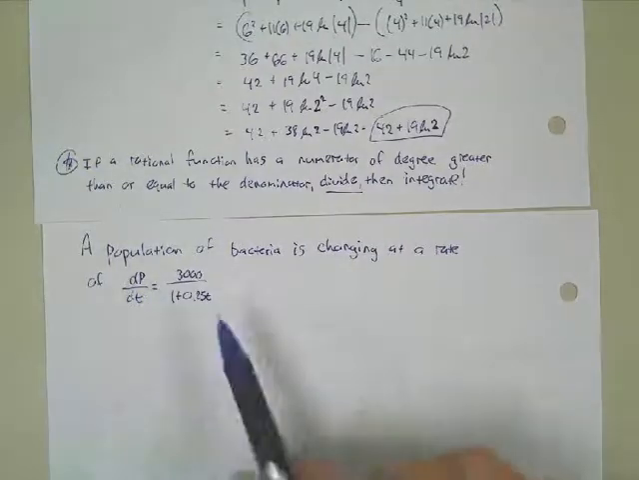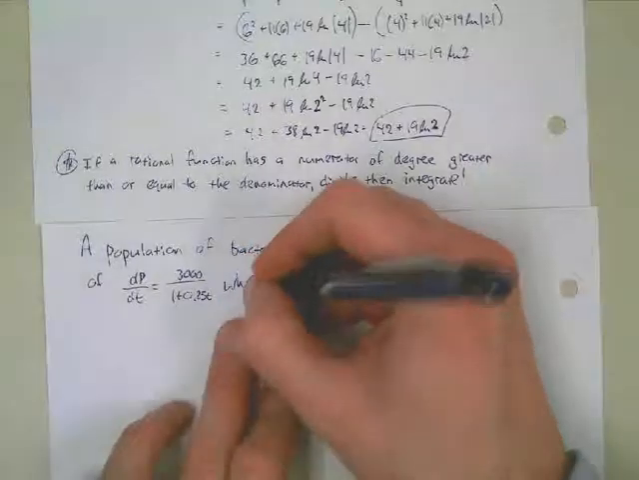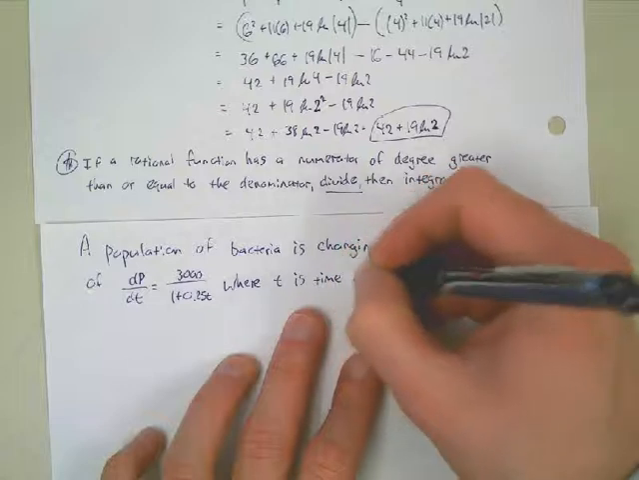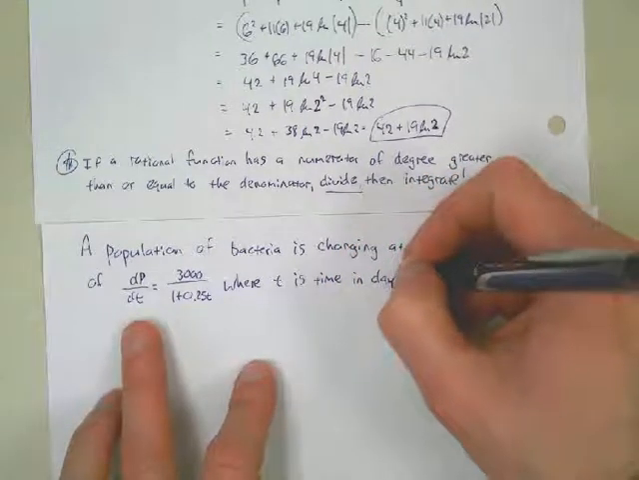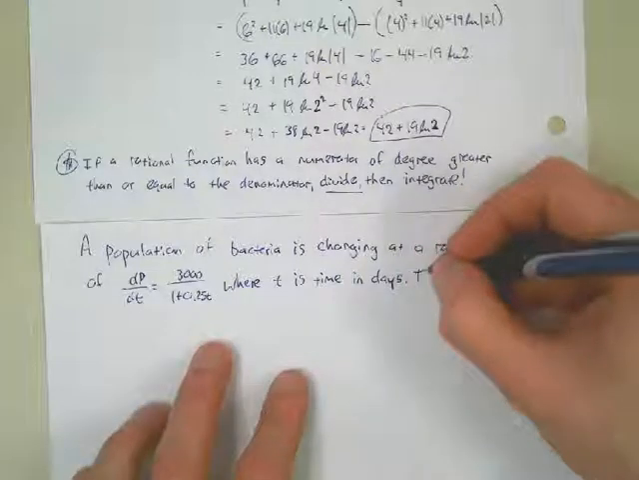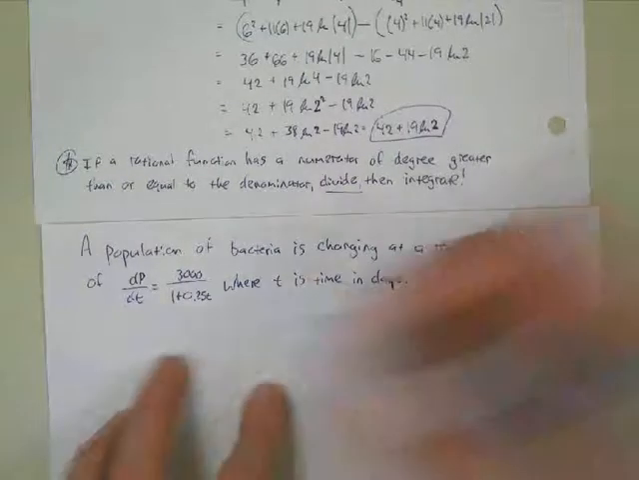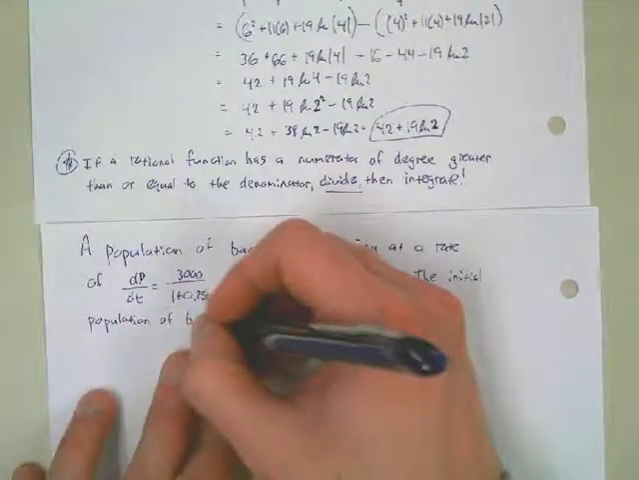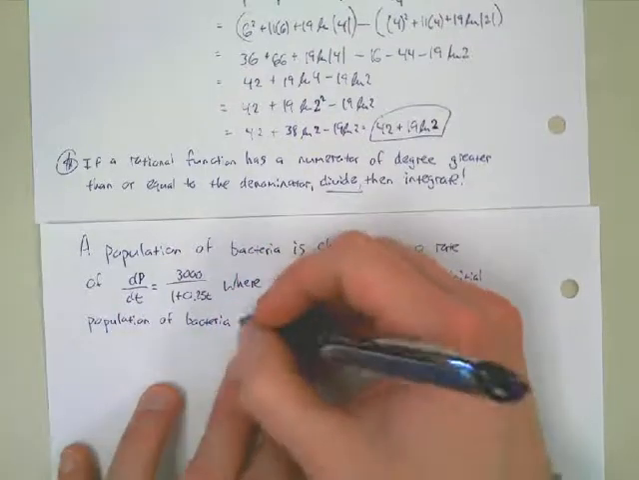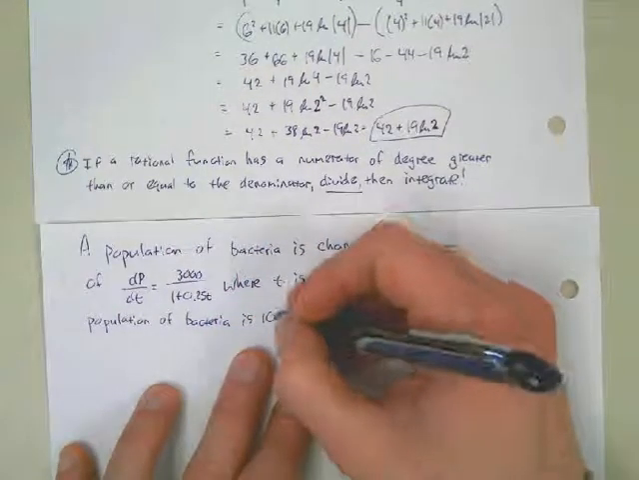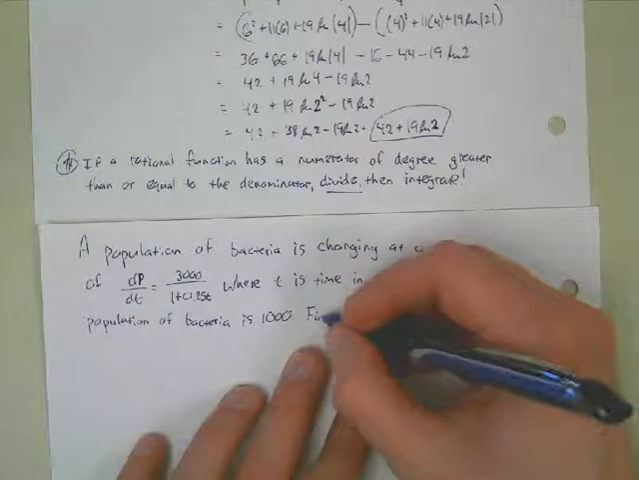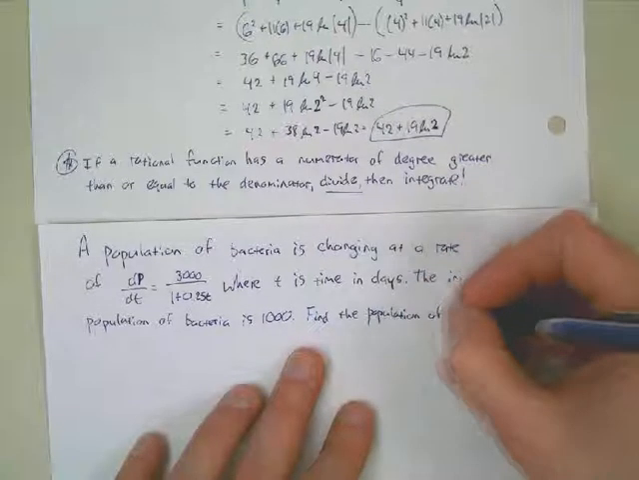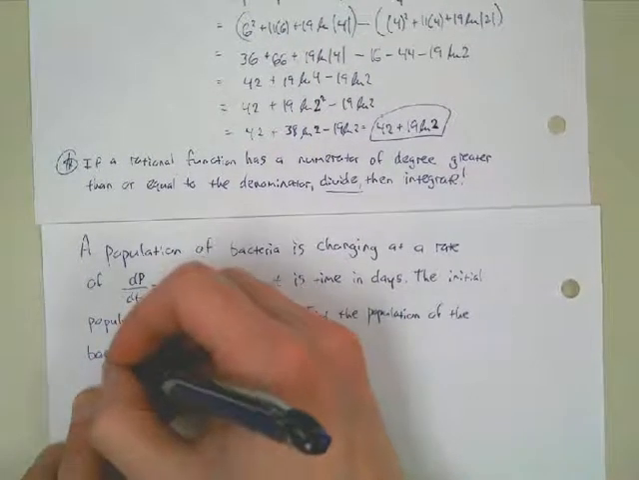Okay, so where t is time in days. So all this thing is the rate of change of the population over time and days. The initial population of bacteria is 1,000. Find the population of the bacteria after 3 days.